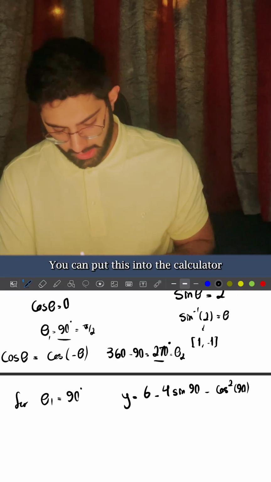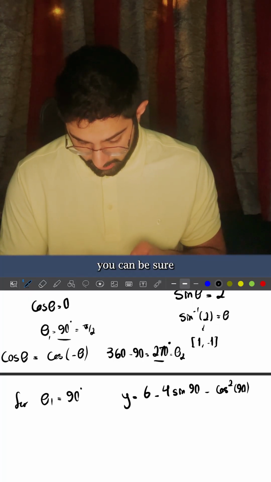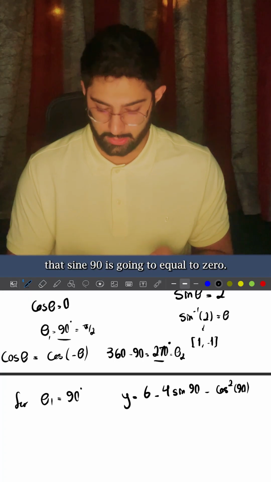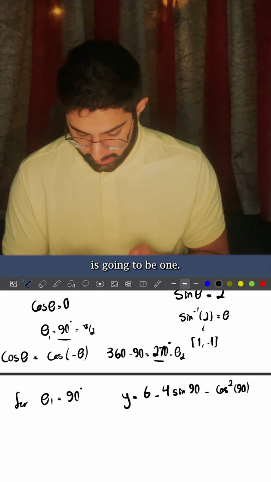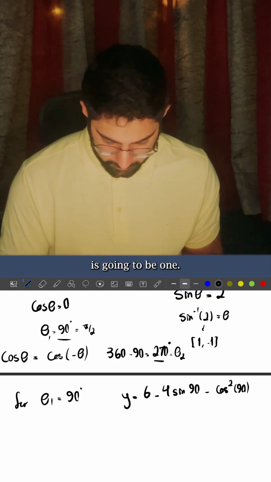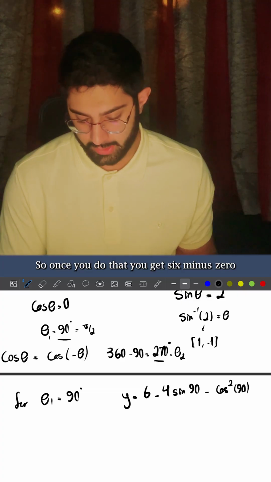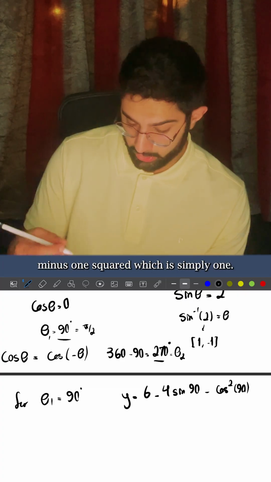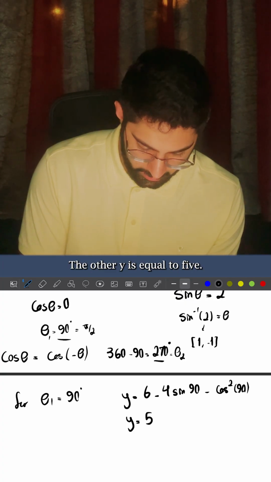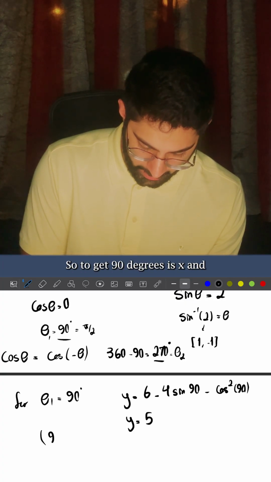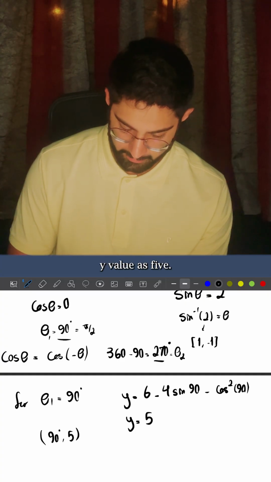You can put this into the calculator to not confuse yourself. However, you can be sure that cosine 90 is going to equal 0, and sine 90 on the other hand is going to be 1. So once you do that, we get 6 minus 4 minus 0 squared, which is simply 2... we get y equals 5. So we get 90 degrees as x and our y value as 5.